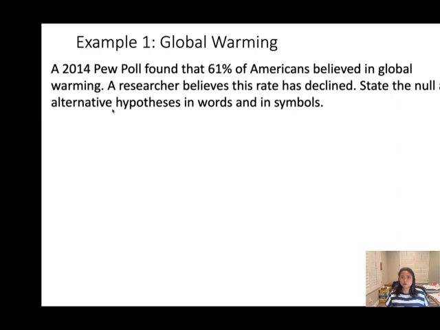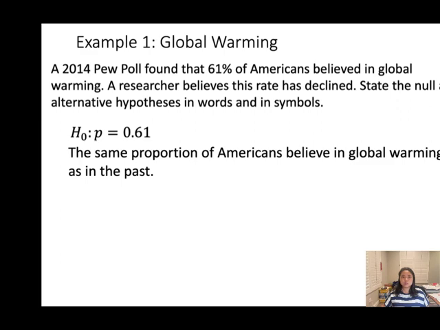So for the null hypothesis, we are working on population proportion, so that would be P. Remember I said the null hypothesis is always equal. So H0: population proportion equals 0.61. This is the null hypothesis. In words: the same proportion of Americans believe in global warming as in the past. Okay, alternate hypothesis.